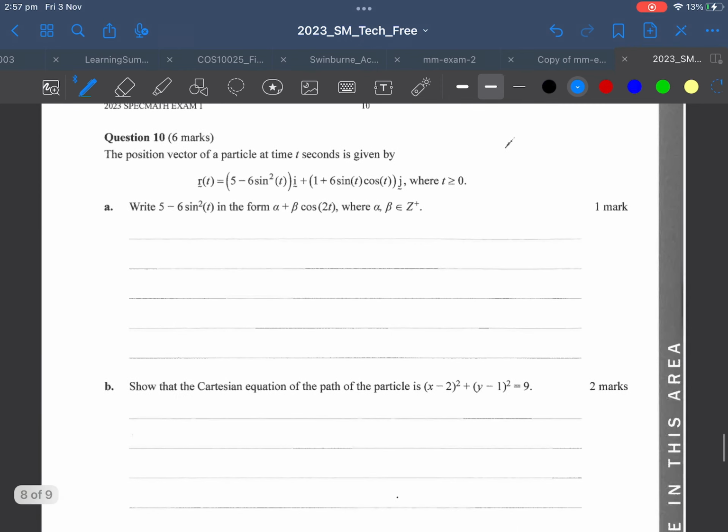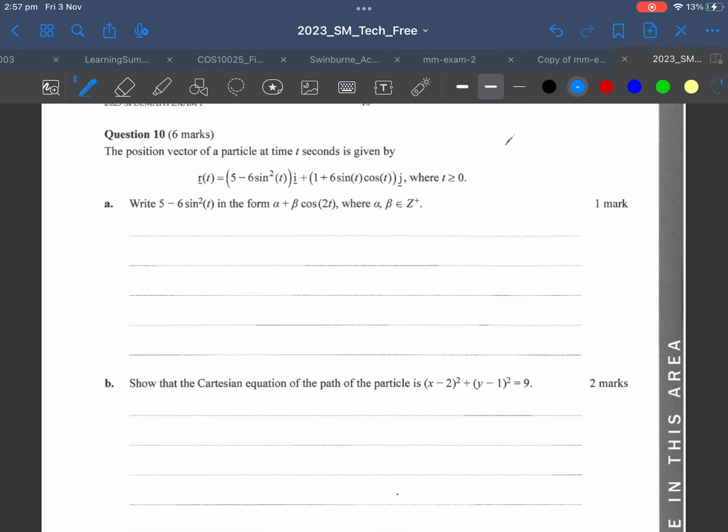Okay, moving on to question 10. Wow, this is a long exam. 10 questions. Anyway, the position vector of a particle at t seconds is given by this. So this is our position vector where t is greater than 0. Important. Write 5 minus 6 sine squared t in the form of this, where alpha and beta are positive integers.